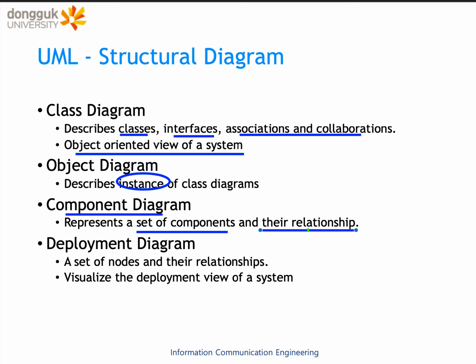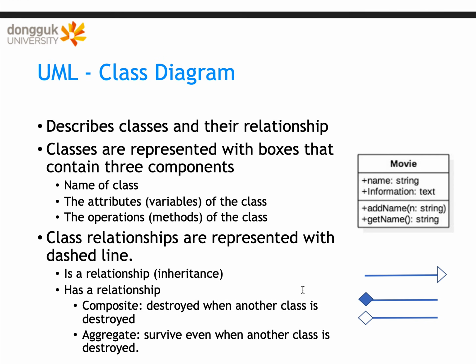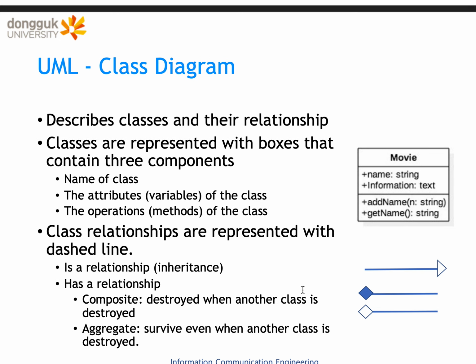And there's another structural diagram called the deployment diagram, which is also a set of nodes and relationships, and it visualizes the deployment view of the system. Here is the basic detail of the class diagram. Actually, the class diagram has more detailed things, but for this class, I'm just going to introduce basic stuff about the class diagram.